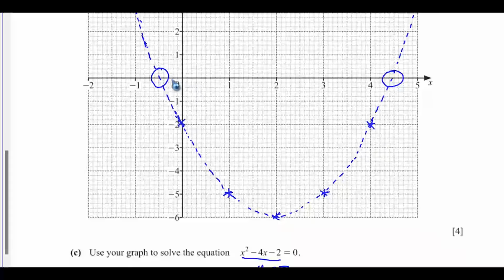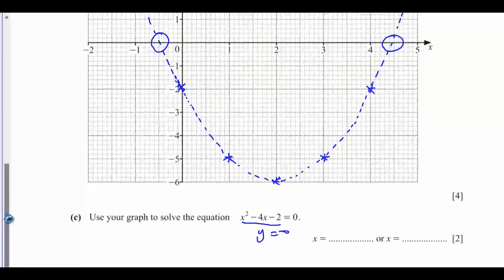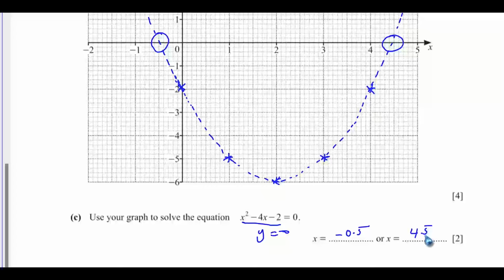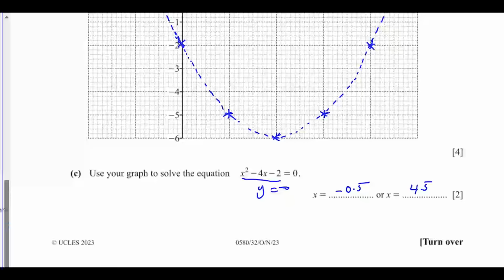So if you look at this, each line is 0.1. So this will be 1, 2, 3, 4, 5. That is minus 0.5, and this will be 1, 2, 3, 4, 5. That will be 4.5. So I can easily write my answers here. So x will be equal to minus 0.5 for this particular one, and the other one will be x equals 4.5. So this is the solution to this. So let's go to the next question. That will be question 5.